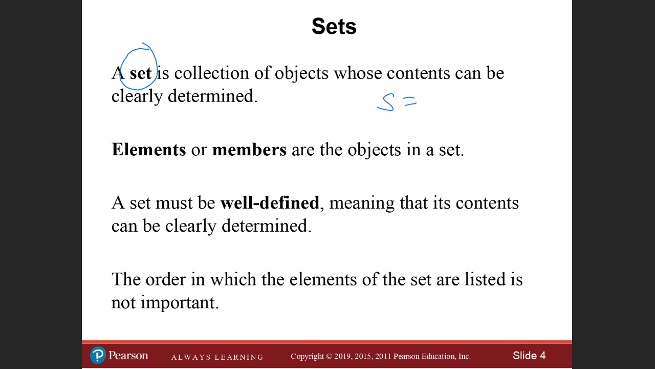Then you can have the equal sign, and then the curly brackets that represent a set, and then you can write the elements inside the set. So something like this. The next word that we have to know is elements. The 1, 2, and 3 are the elements of the set S. Elements or members are the objects in a set. So that's the definition.